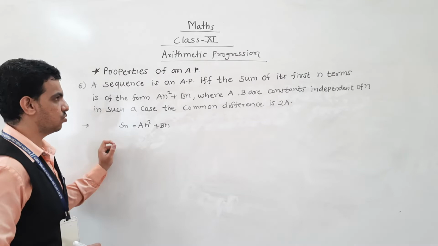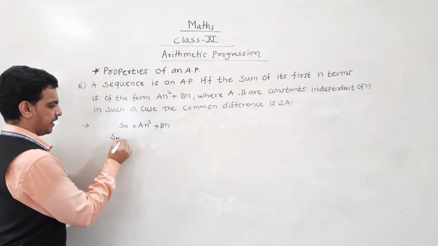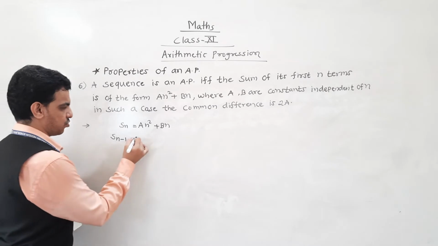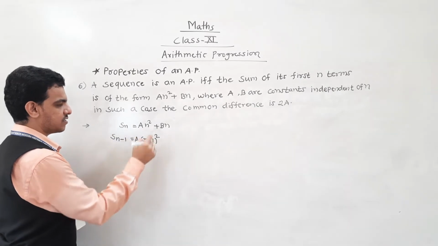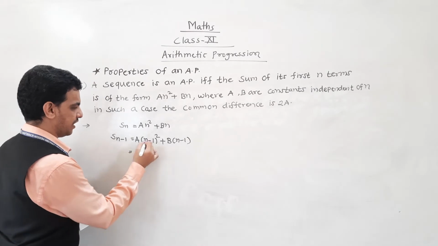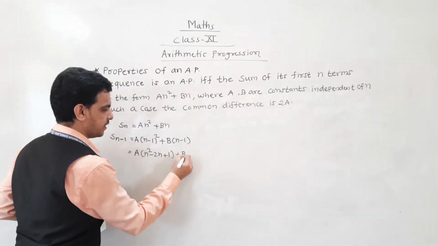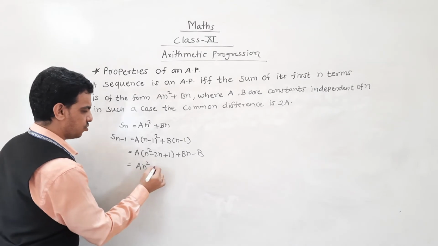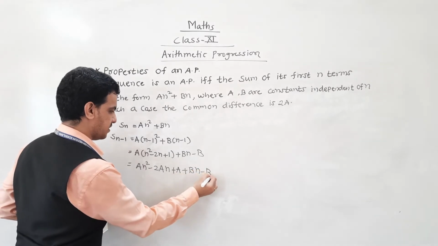First we have to prove that this is an AP. So how do we prove this? First we have to find the nth term. For that I am finding the sum of n minus 1 terms. So that is a into n minus 1 square, replacing n by n minus 1, plus b into n minus 1. So a into n minus 1 square is n square minus 2n plus 1, plus bn minus b. So an square minus 2an plus a plus bn minus b.